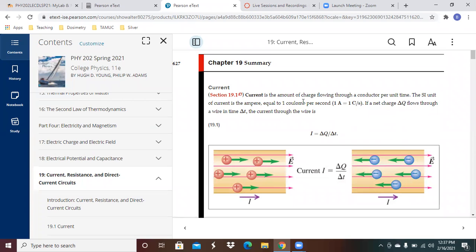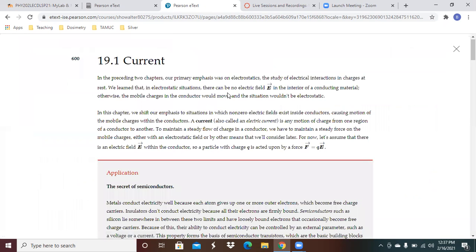If you've got a net charge that flows through a wire in a time delta t, then the current through the wire is going to be the change in the charge over the change in the time. The current is going to be represented as a flow of positive charge. Now we all know that the electrons are actually the things that are moving, but our convention is going to be the motion of positive charge in a conductor. I know that's kind of counterintuitive, but that's how it's going to be represented.